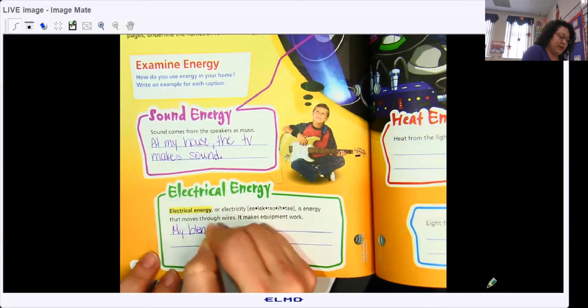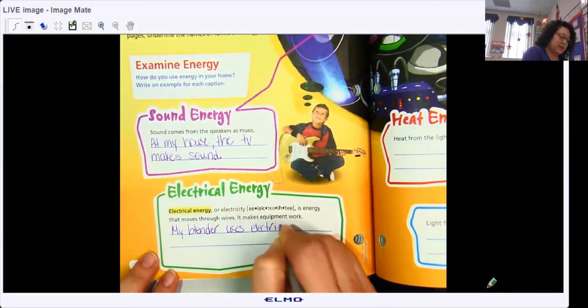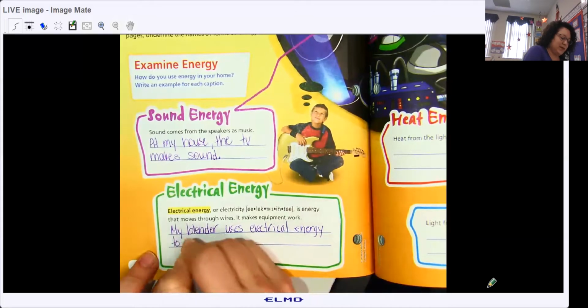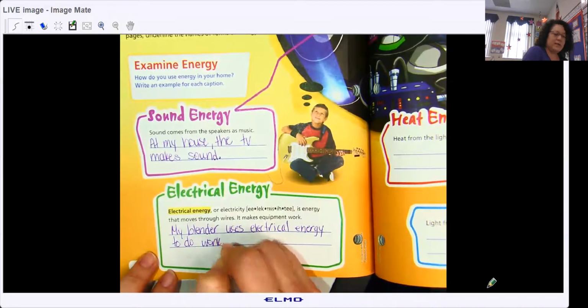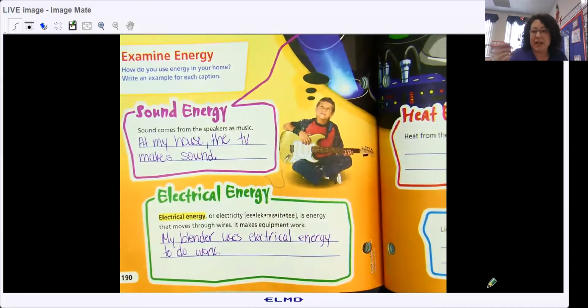My blender uses electrical energy to do work. I use my blender at home to make smoothies. And I have to plug it in, so it has to use electrical energy. So you can use that, and you can think of something else maybe that you plug in that uses electrical energy. You don't have to write what I write. Okay?